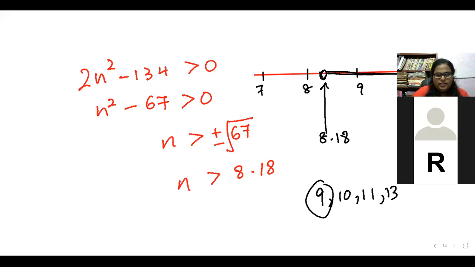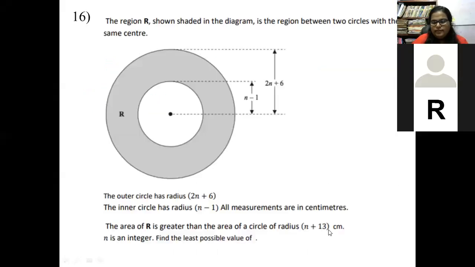according to this tutorial, this is the end of our third tutorial. Least possible value. So the question is asking for the least possible value for n. So it should be 9, right? They are asking for the least positive value n can take. So n should be 9, right?